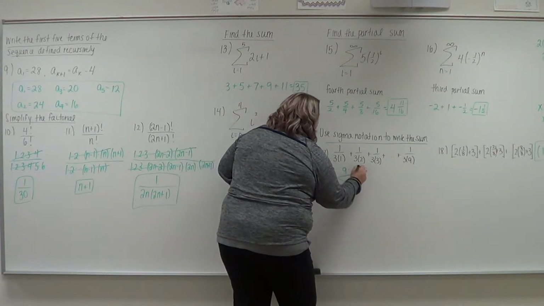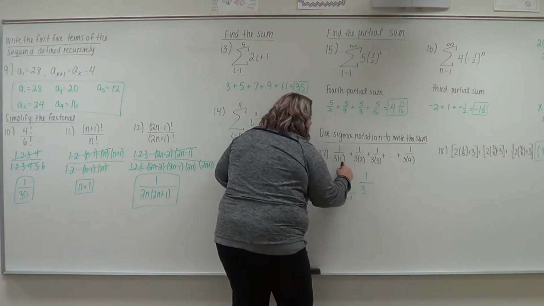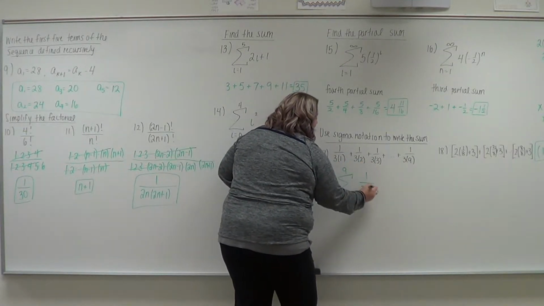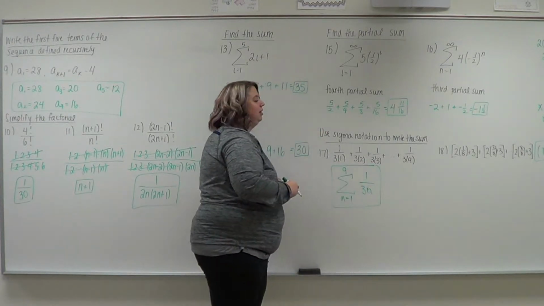Okay, then I write my equation. Well, everything on top is 1, then everything on bottom is a 3, and then this is the number that's changing, so that's my variable. That's all you have to do to write it in sigma notation.